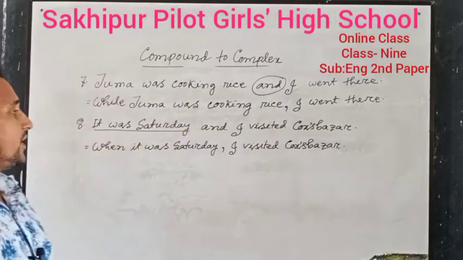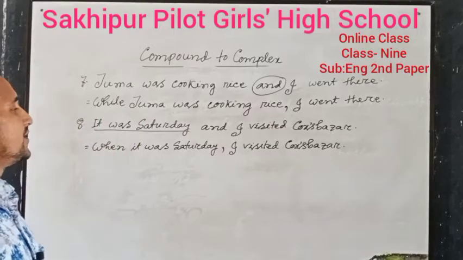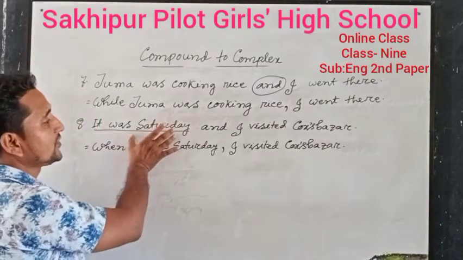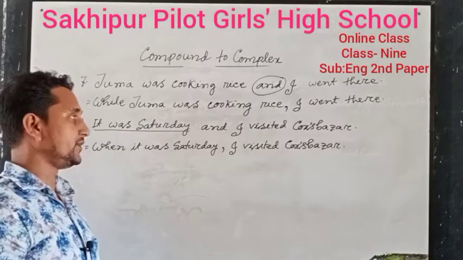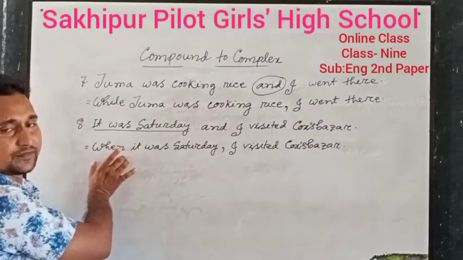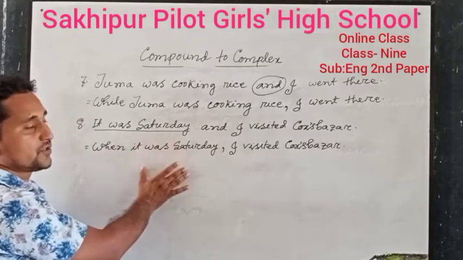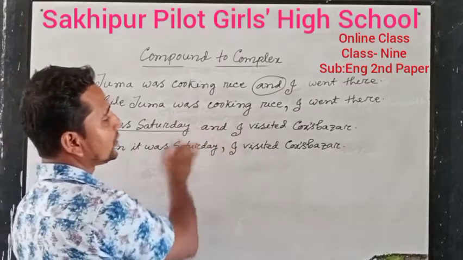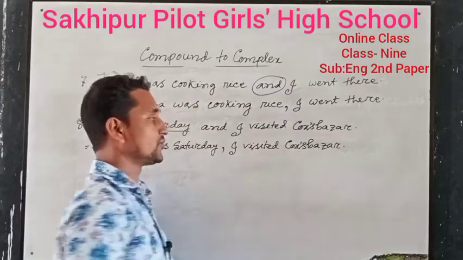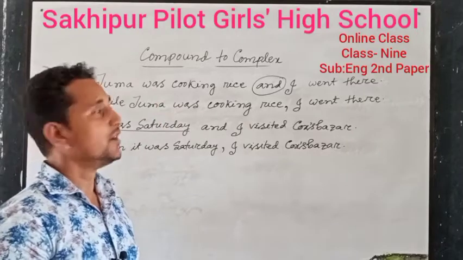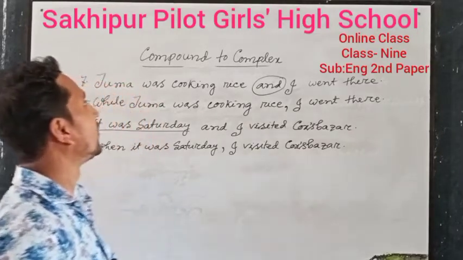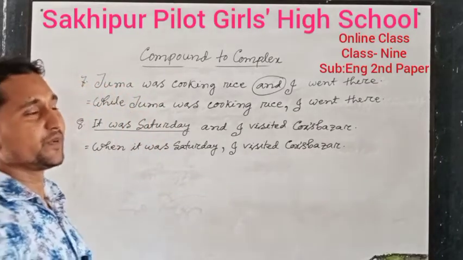The students are clear about this rule. Very simple. If the first clause indicates any time, then you have to use when. Then you have to write the first clause, then a comma instead of and, and the second clause will not change. Okay, these are the important rules from compound to complex.